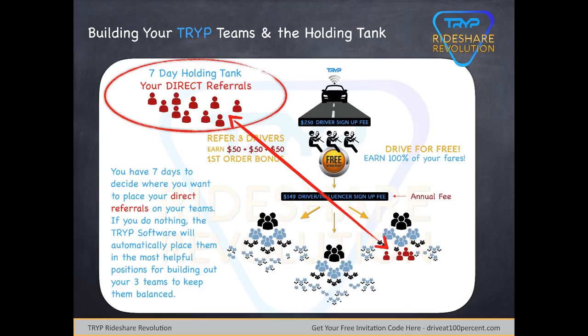Your teams are growing at the same pace. You'll have that opportunity to place them wherever you'd like. Now, you have 7 days to decide where you want to place them. And then if you do nothing, like they go into the holding tank and you do nothing with them, this is the cool part. So the Trip software will automatically place them in the most helpful positions for building out your teams to keep them balanced. So the software is literally going to take them and place them wherever you need them most on your teams. So you really don't even have to think about it.